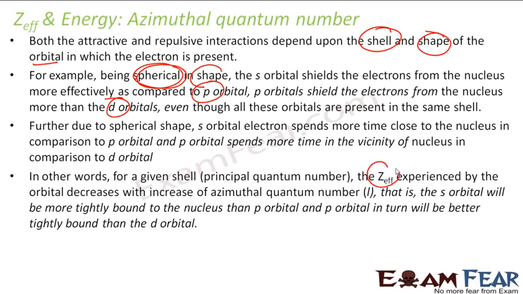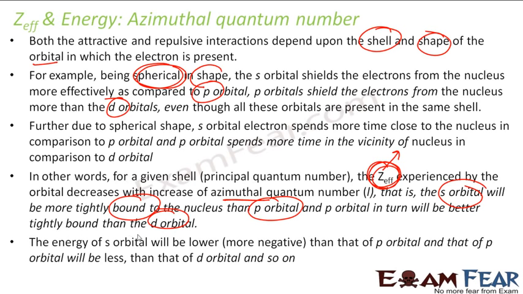And thus you can say that this Z effective, this shielding effect, or the effective Z experienced by the orbital, decreases with increasing azimuthal number, right? That is, an s orbital will be more tightly bound to the nucleus than a p orbital, and p in turn will be more tightly bound to the nucleus than d orbitals. So the Z effective experienced by the orbitals decreases with increase in azimuthal quantum number, correct?